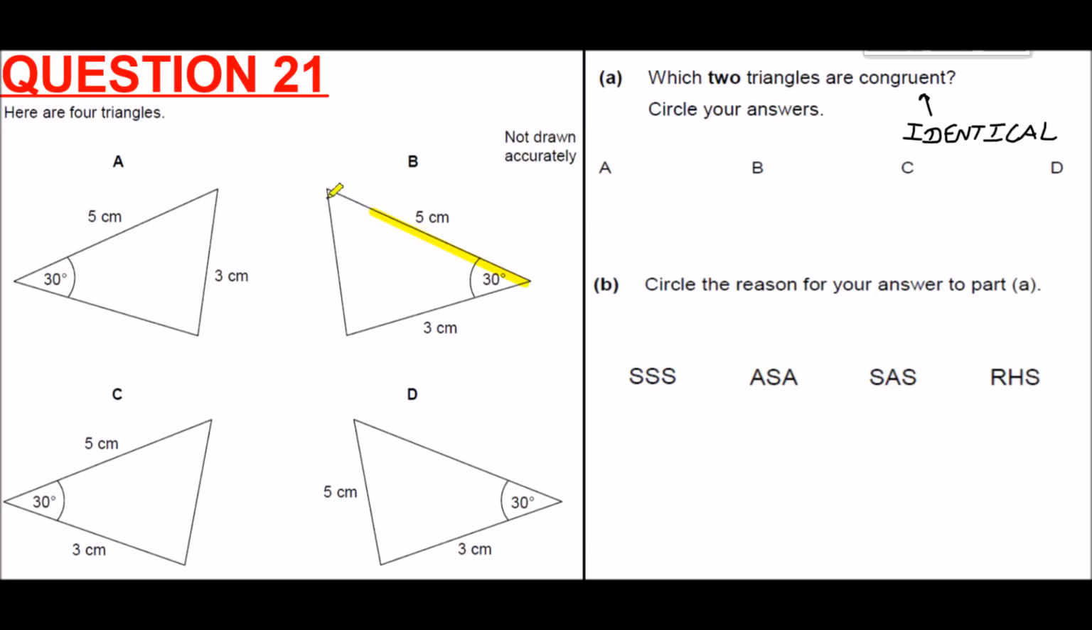we've got a 5 centimetre line and a 3 centimetre line coming together to make a 30-degree angle. And we have the same thing with C as well, because that's a 5 centimetre line and a 3 centimetre line which are together and form a 30-degree angle where they meet. Sorry, that's B and C. So B and C are the ones we need to circle. These are the two triangles that are identical to each other. Triangle B and triangle C.